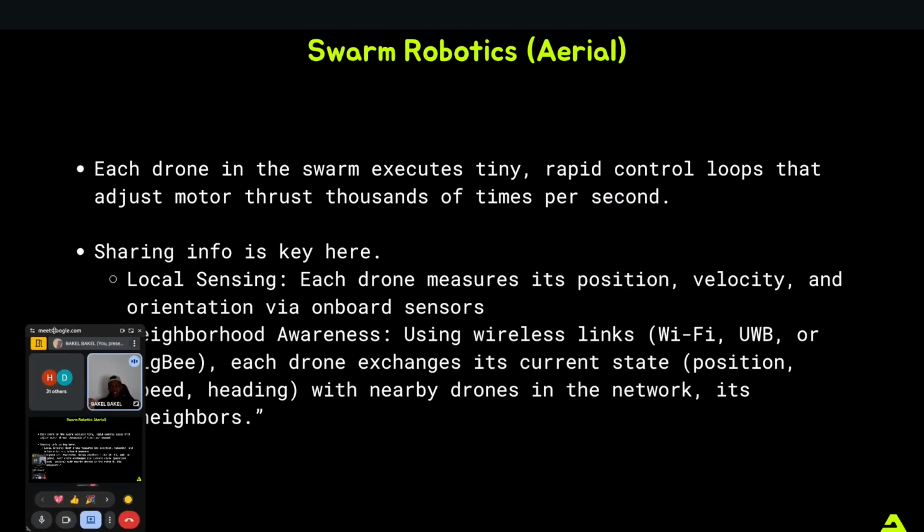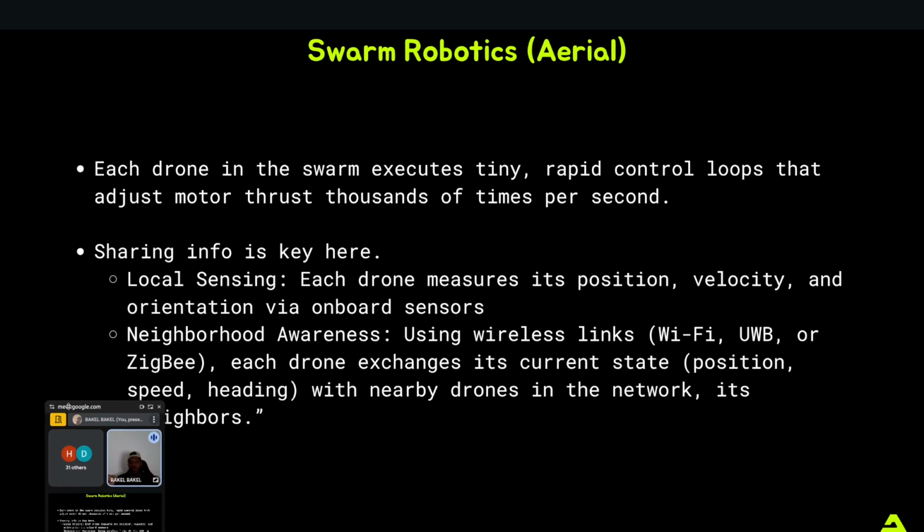Now, this is the key. Each of the drones has its own control system or control loop, and they run that loop at extremely high frequency, such that changes in state are seen as almost real time. Like when one moves up, another moves up, it's so fast that you do not see that they're actually moving one by one. So they are all moving with a nice synergy.